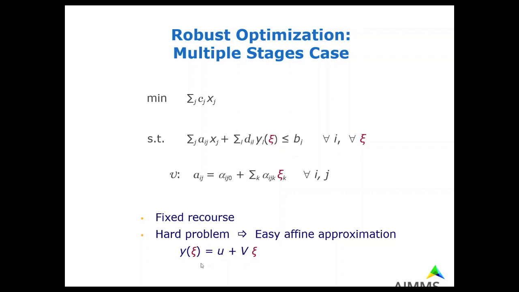And this means that the coefficients of these linear decision rules have to be determined in the same way as the non-adjustable variables. So we would like to determine, besides the non-adjustable variable x here, also the coefficients u and v that are used in the linear decision rules. We would like to determine them in a robust manner, and if we do so, then the adjustable decisions are a function of our data, but not an arbitrary function, but a function that is affine.